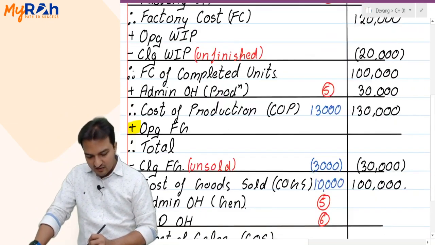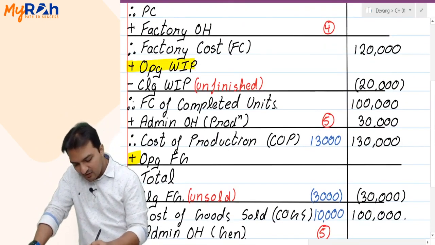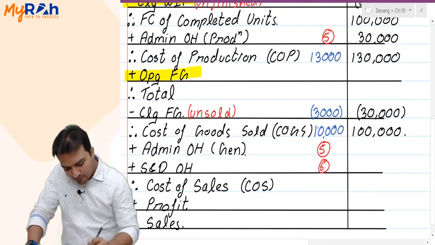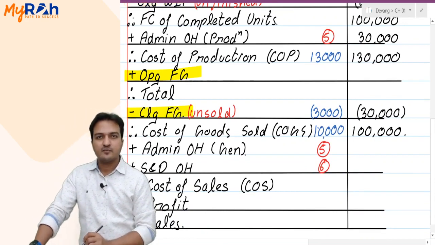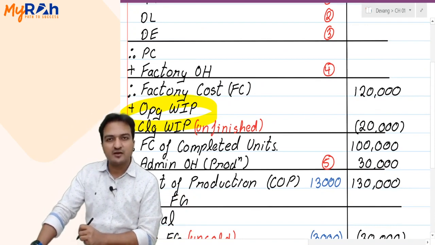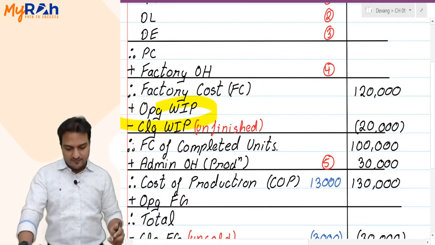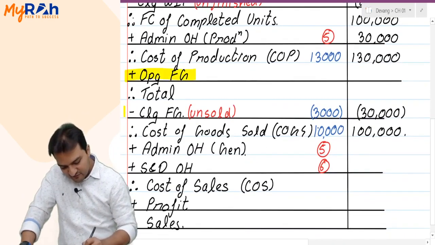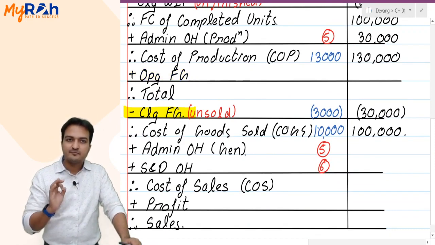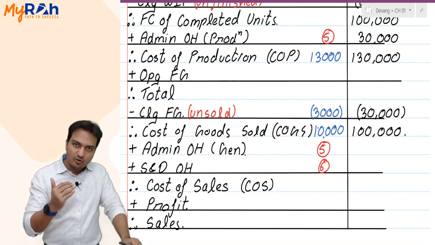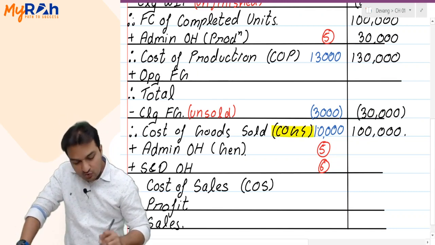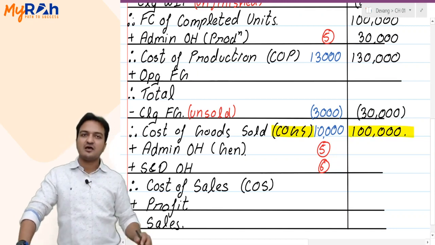So just like you had in the format earlier, add opening WIP less closing WIP. Similarly, now I have add opening FG less closing FG. Earlier, this add opening and less closing WIP was my adjustment of WIP. Now, similar adjustment, add opening FG less closing FG, is my adjustment of finished goods. Done? Yes. So add opening FG less closing FG now gives me cost of goods sold. These are the goods that I have sold during the year. This is the cost of the goods that I have sold during the year.